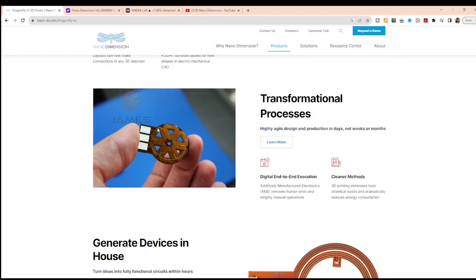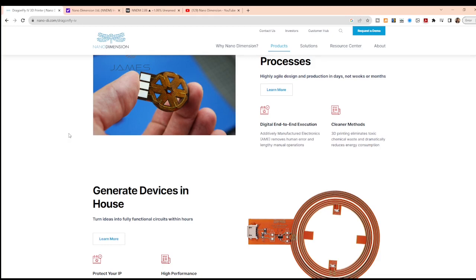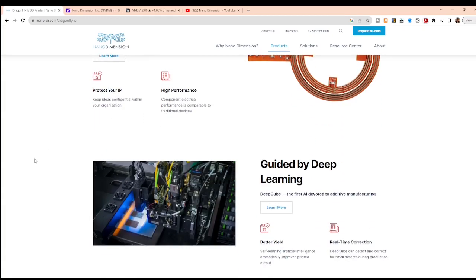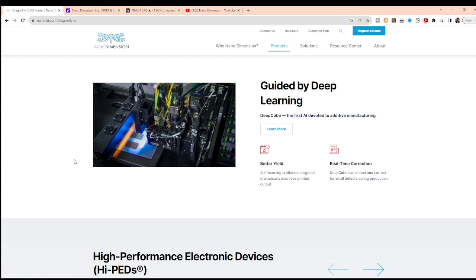So they have their transformational process. Here's an example of something they did, partnered with James, which is someone that was early in the game as far as their partnerships. These printers are essentially factories in a box, so you are able to do all of the things that you need in-house. And they were kind of early on, I would say, as far as implementing AI into these things. So DeepCube has definitely been beneficial to them as far as collecting data over the last 2 years.